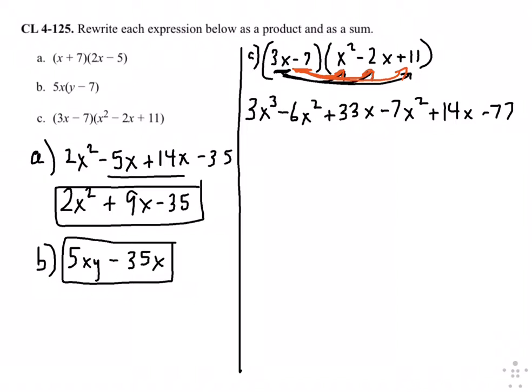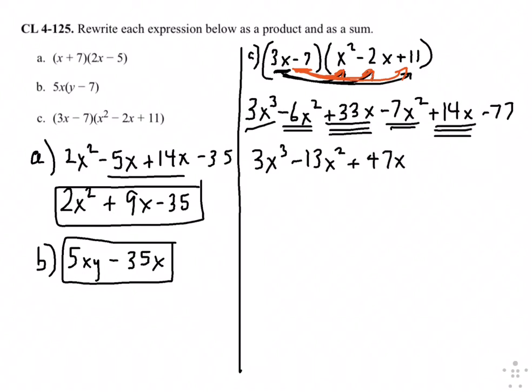Now we look for our like terms. So I have 3x cubed, right? And I'm going to put like lines under these so I remember when I do them. Then I have this negative 6x squared and negative 7x squared. That's negative 13x squared. Then I have 33x and 14x. That's 47x. And then I have this remaining minus 77. So I have 3x cubed minus 13x squared plus 47x minus 77.